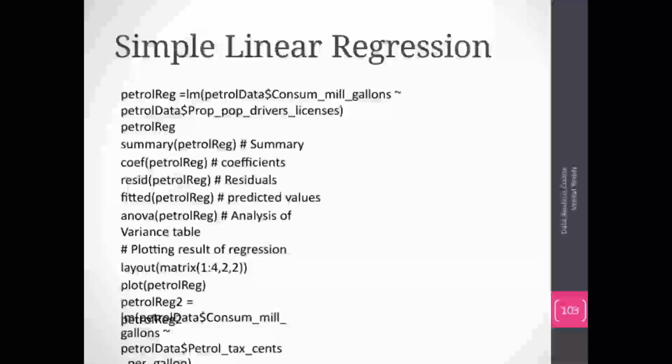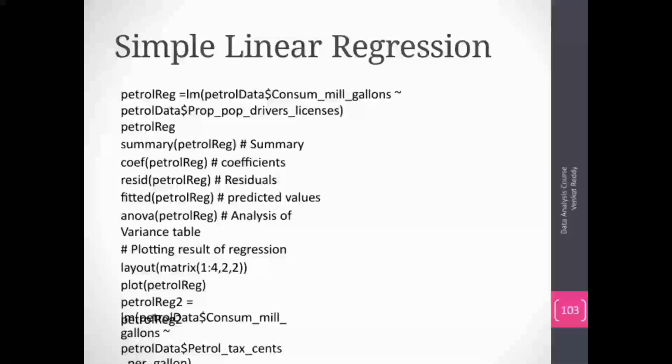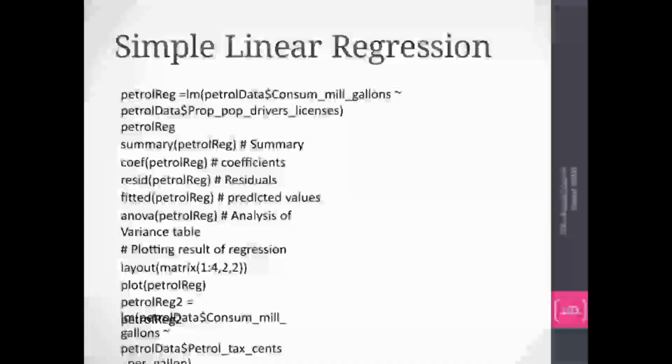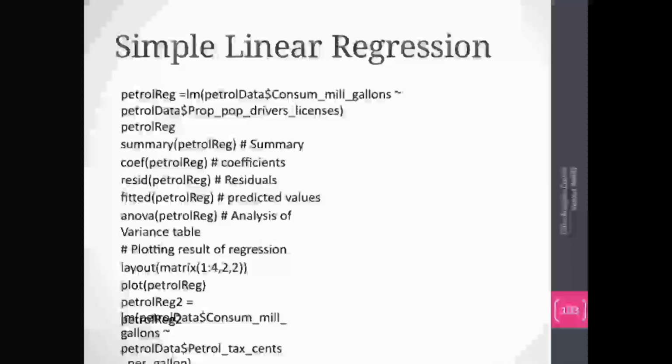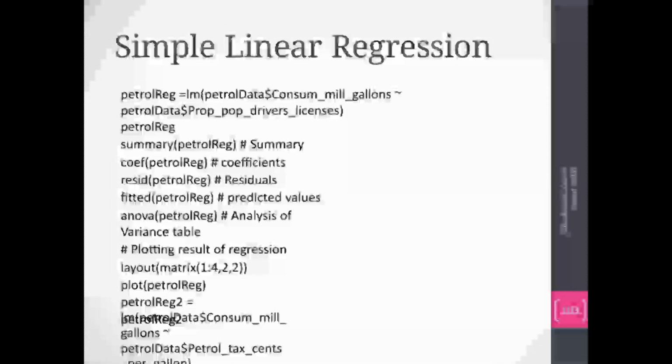Now, let's take a look at the data analysis involving multiple linear regression. Here, we're examining how different factors influence petrol consumption. First, I built a model called petrol multi-reg using the consumption in mil-gallons as the response variable, with the proportion of population drivers with licenses and petrol tax per gallon as predictors. When I ran the summary, it provided insights into the significance of these variables and how well the model fits the data.